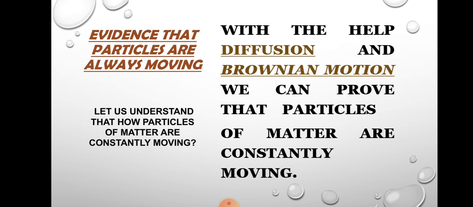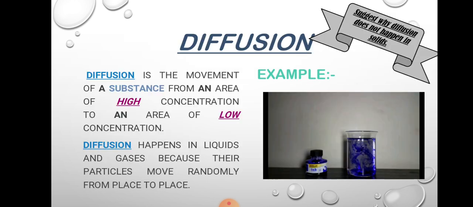Now, evidence that particles are always moving. Let us understand how particles of matter are constantly moving. With the help of diffusion and Brownian motion, we can prove that particles of matter are constantly moving. Now, diffusion. What is diffusion? Diffusion is the movement of a substance from an area of high concentration to an area of low concentration. Basically, diffusion happens in liquids and gases because their particles move randomly from place to place.